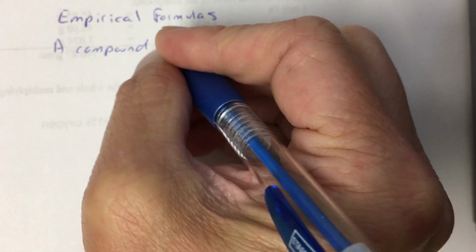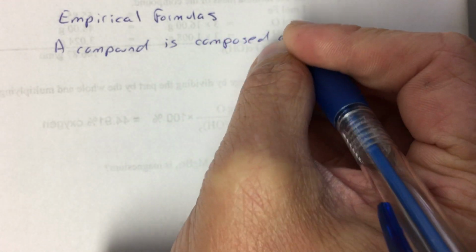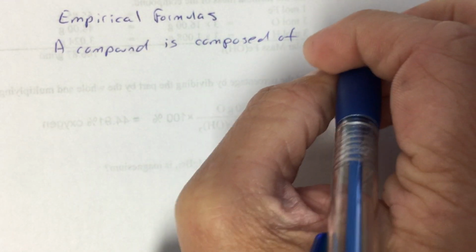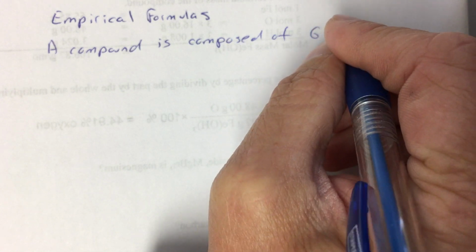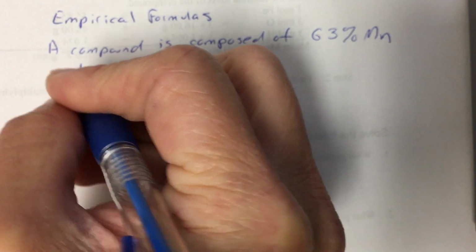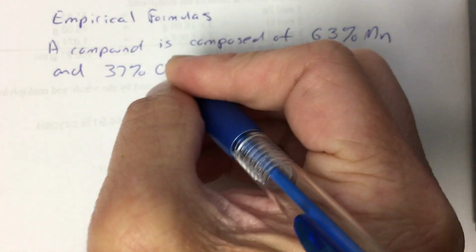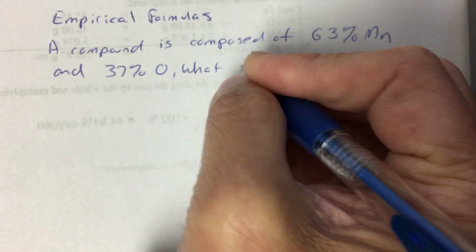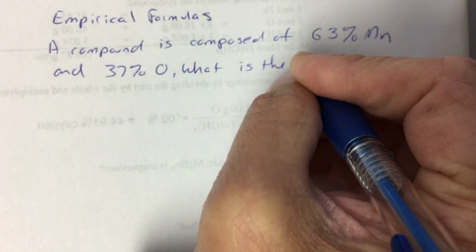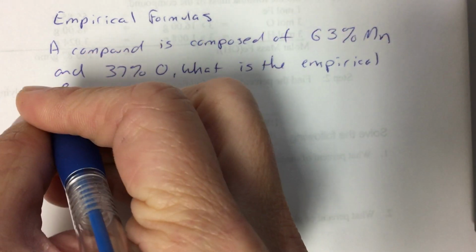A compound is composed of 63% manganese, and 37% oxygen, what is the empirical formula?